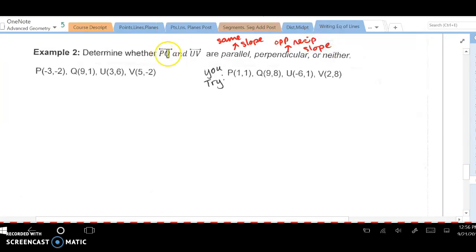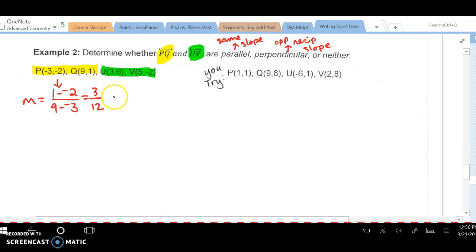Okay, so to find PQ's slope, we're going to use points P and Q. For UV, it makes sense that we would use points U and V. Okay, so let's come down here and find the slope of PQ. We're going to say 1 minus the negative 2 over 9 minus the negative 3. I'm just using the slope formula here, friends. So that's 3 over 12, or in other words, 1/4. And now let's do the same thing for UV. So that's negative 2 minus 6 over 5 minus 3. So that's negative 8 over 2, or negative 4.